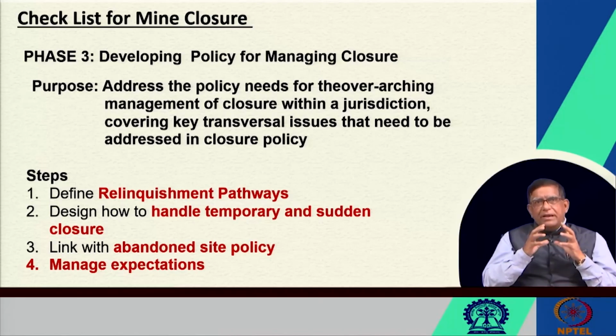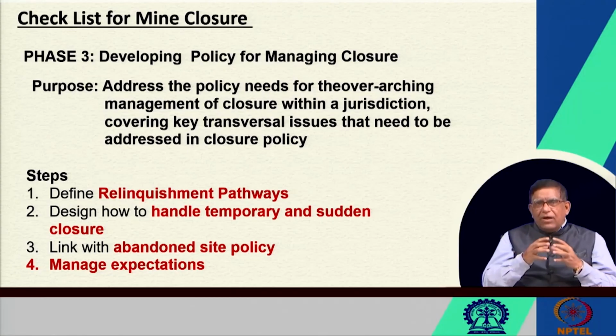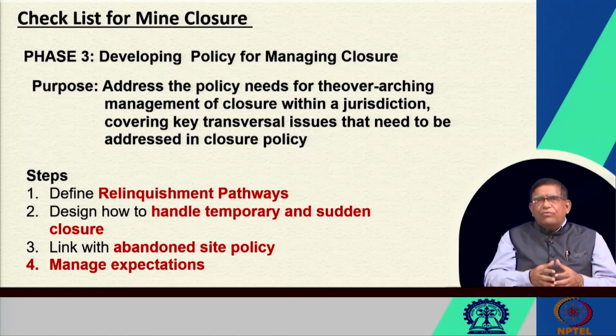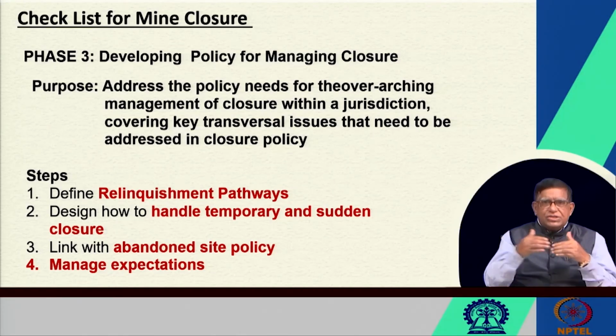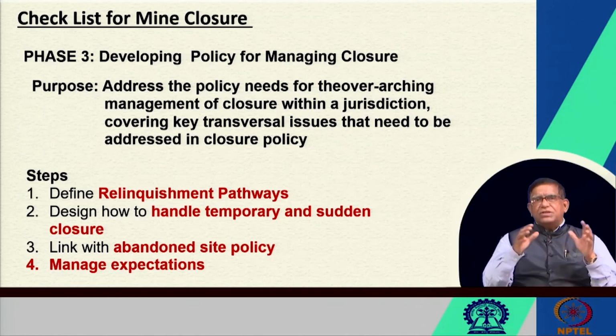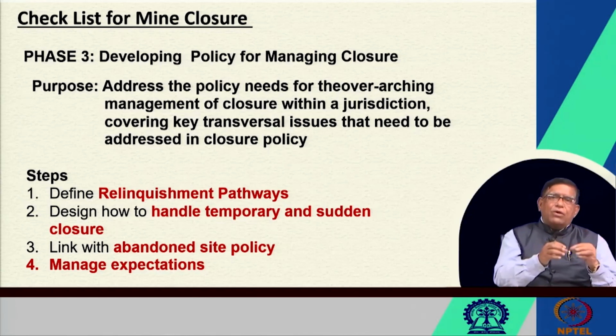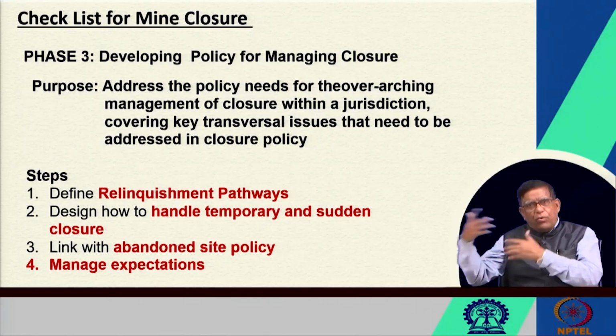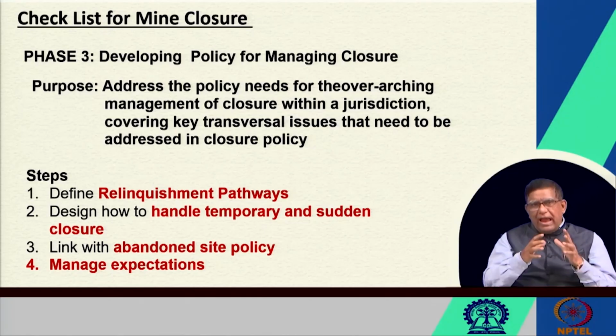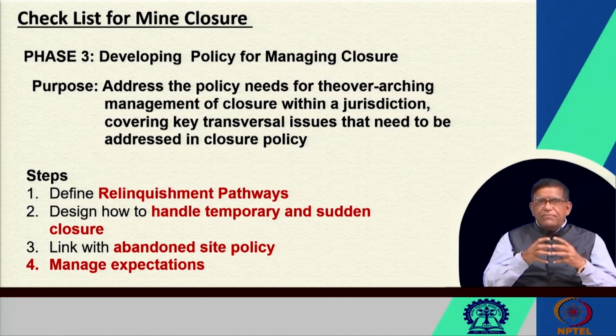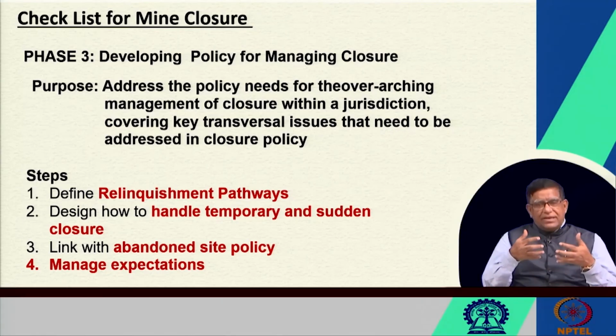Then how the whole management will be done is the third phase. In that, the whole policy needs, and then the overarching management: in which way the whole closure will be brought, what its jurisdictions are, how it will interact with different agencies, so that you can define the relinquishment pathways, in which way you are going to totally relinquish it and transfer it to the next custodian. This situation will be different depending on whether you are closing suddenly because you are forced by sudden conditions, or your normal closure is taking place.